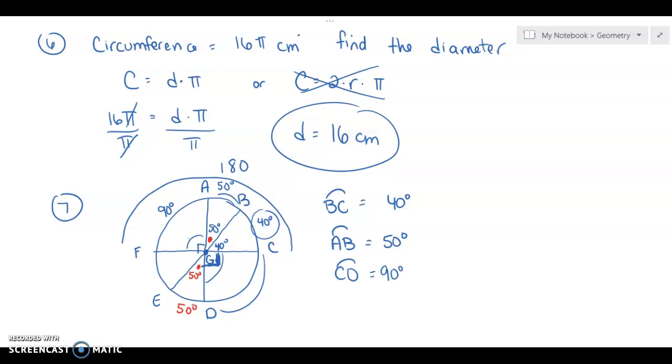All right, and then kind of the last one, if you wanted to find something like arc ACE, you would have to do all of these put together. So you would have 180 plus another 180, because AD is a diameter, so that's 180, plus 50, you're going to get 230 degrees.